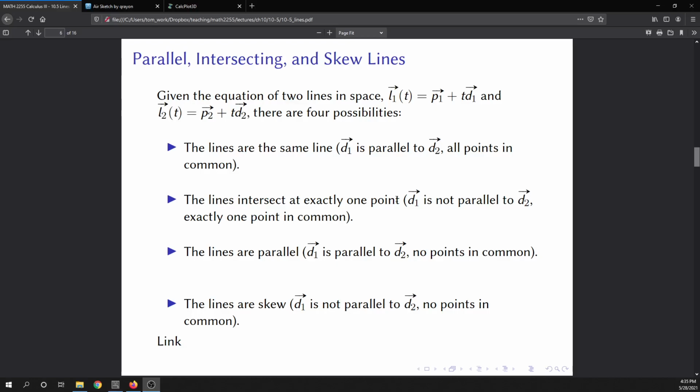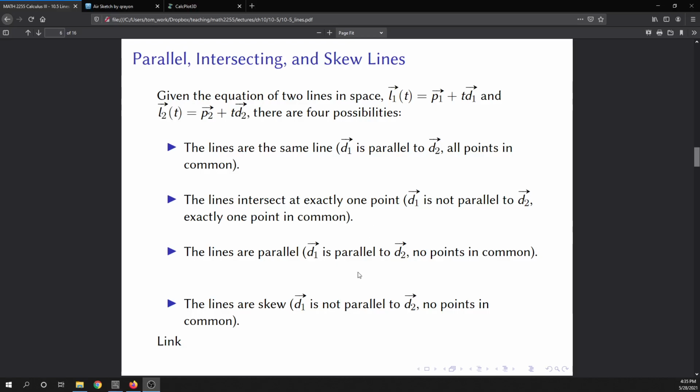Next up is that the lines intersect exactly at one point. That situation is going to happen when the direction vectors for the lines are not parallel to each other, and there's exactly one point in common. Again, that happens. It's similar to lines in the plane. You can have two lines and they intersect at a point.